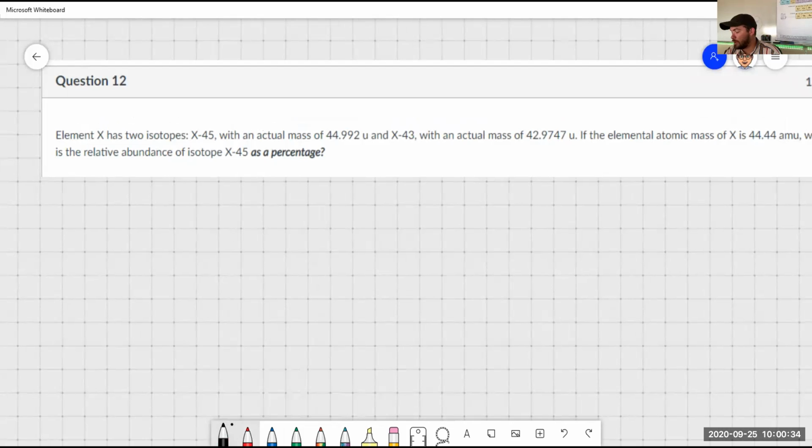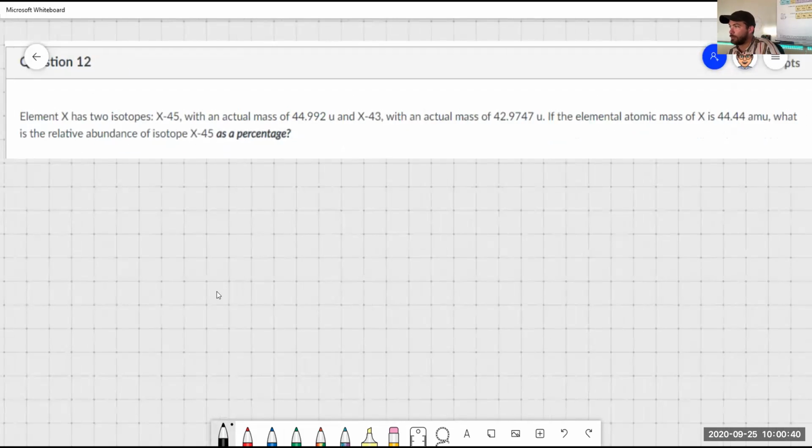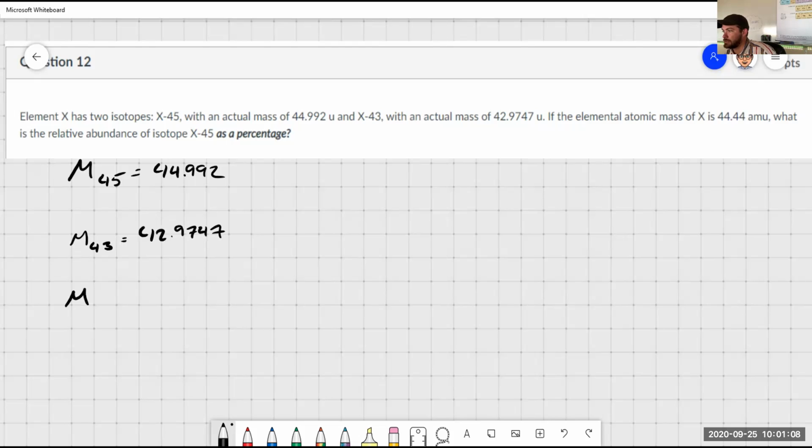So knowing what we know in this problem, let's write it down from what we're given. Sorry about this, guys, I have to switch my pen to work on this screen. Perfect. We know that the mass of isotope 45 is equal to 44.992. We know the mass of isotope 43 is equal to 42.9747. We know the atomic mass is equal to 44.44.